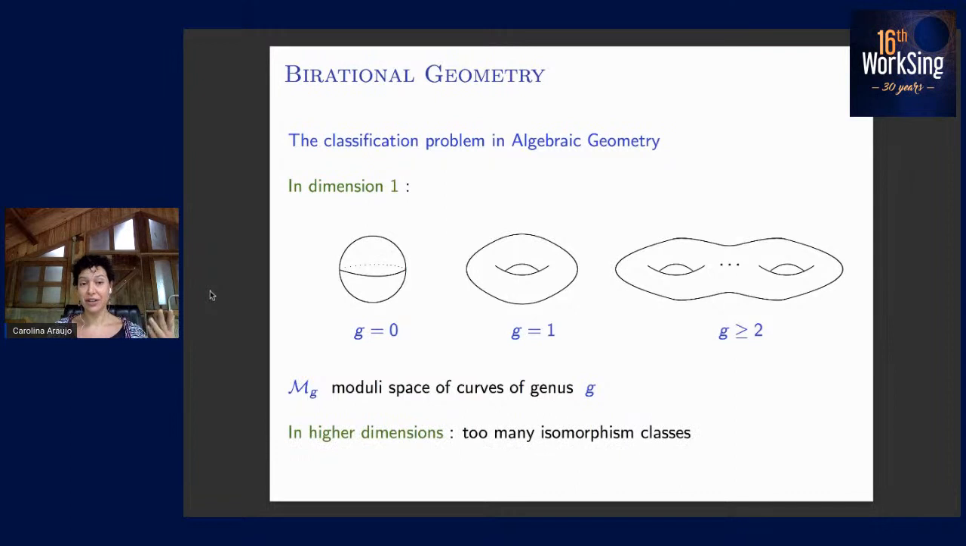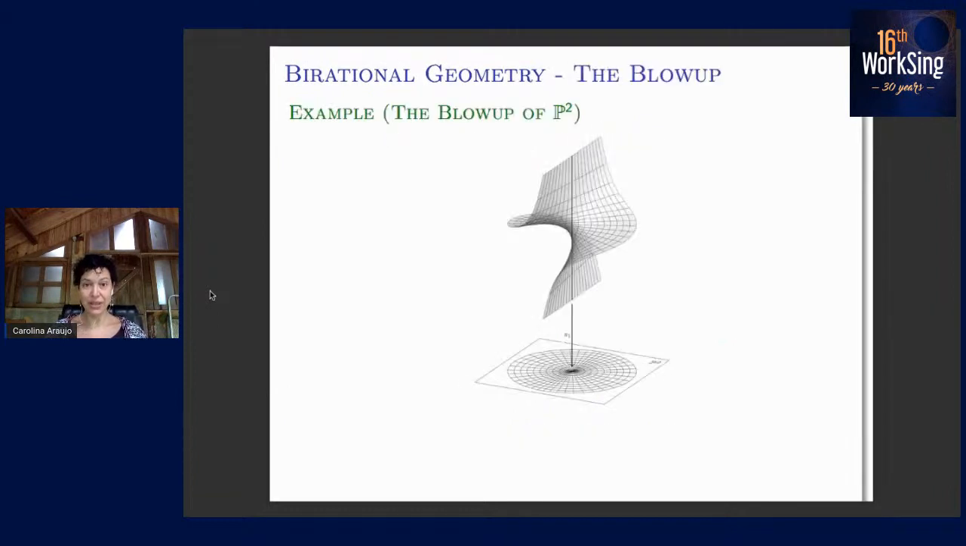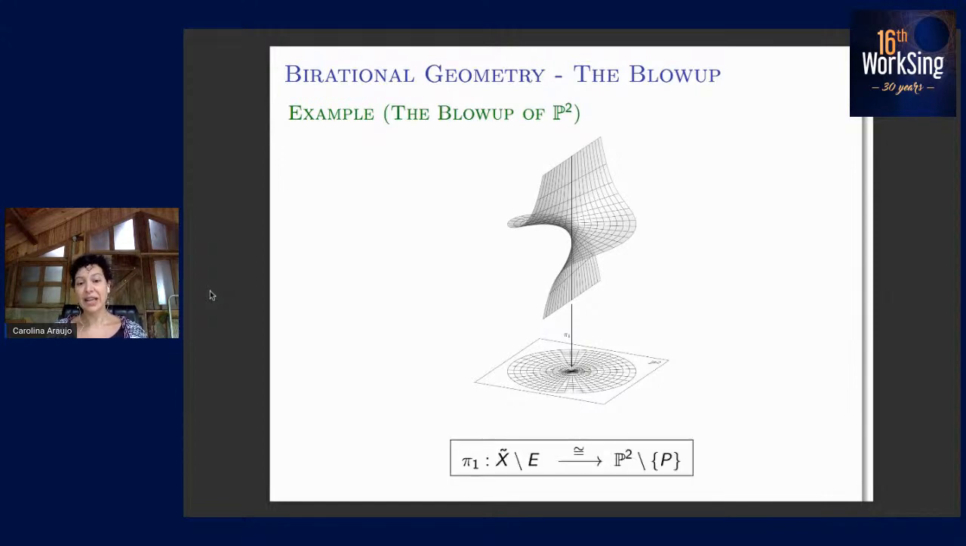In higher dimensions, such a classification is not possible, basically because there are too many isomorphism classes. And this is very well illustrated by the blow up. So let me recall to you the blow up. Here I illustrated the blow up of the projective plane at one point. I'm calling X tilde this blow up. If I replace the point P that I blow up by the P1 of tangent directions at that point, and if I remove this exceptional divisor, this exceptional P1, and the point that I blow up, then I get isomorphic open subsets. And then I can keep blowing up more points. In this way, I can produce an uncountable set of non-isomorphic surfaces, even though they are very similar. They have an open subset that is isomorphic to each other.